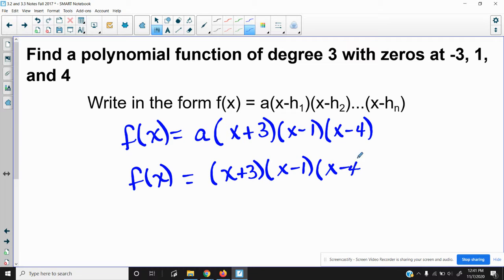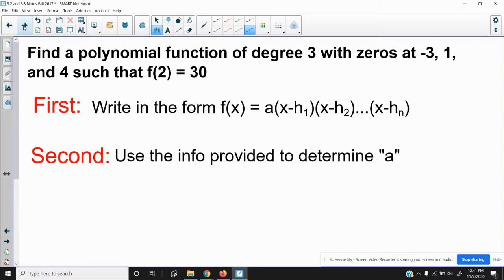Now, I could multiply these all out. I don't need to, so I'm not going to. Now, we can make this process a little more involved. The same question that I saw before, degree 3, zeros at negative 3, 1, and 4. However, we've added in this extra piece.